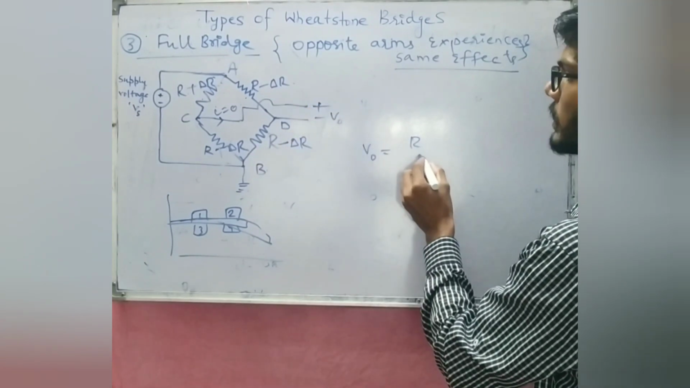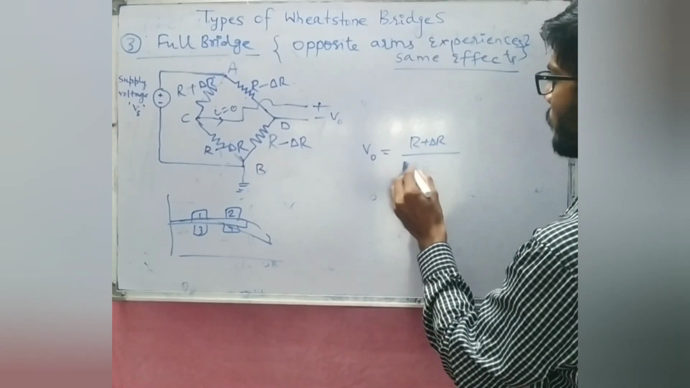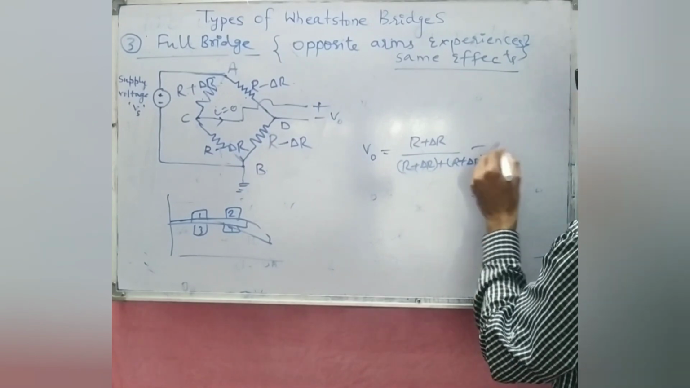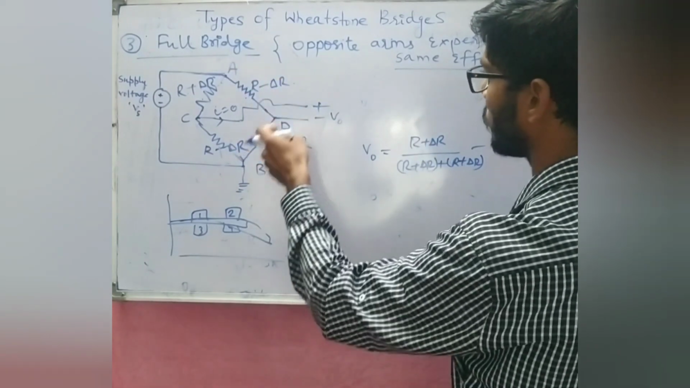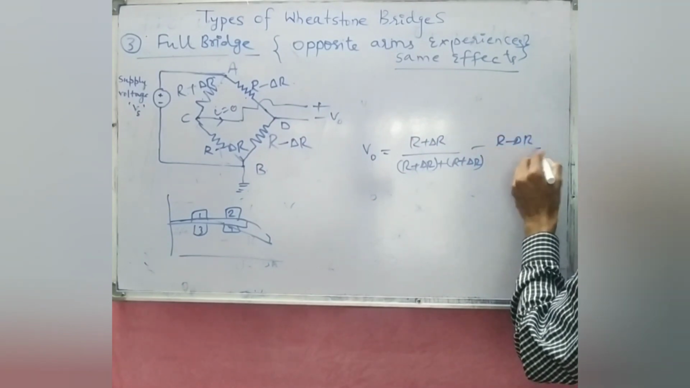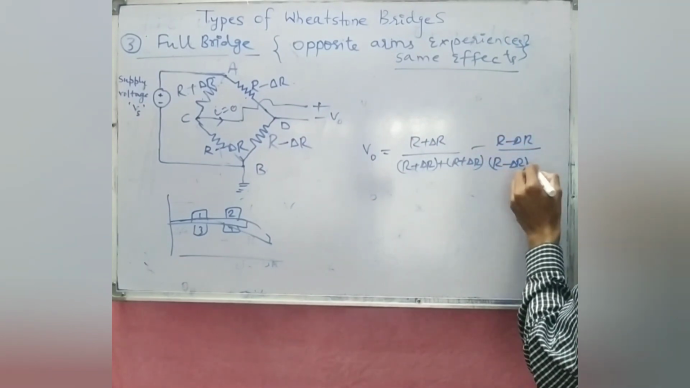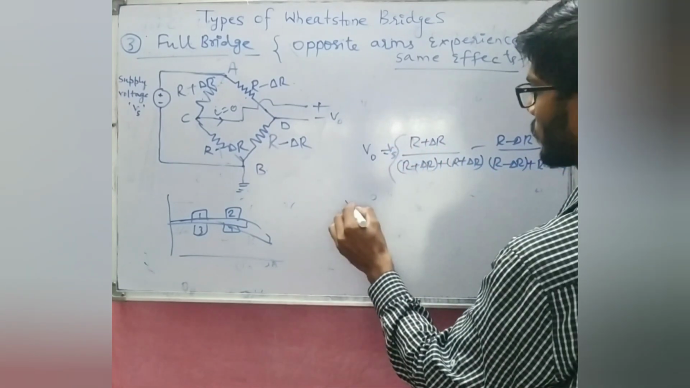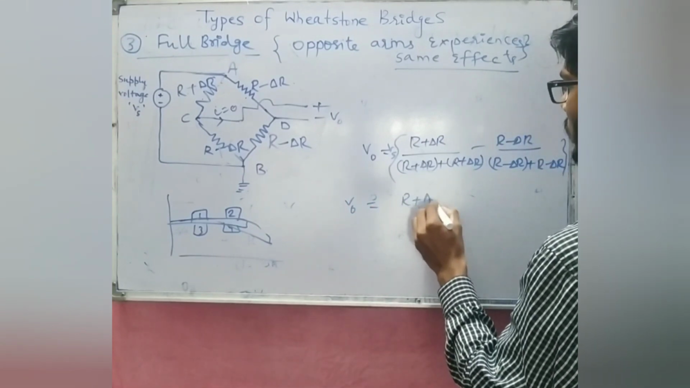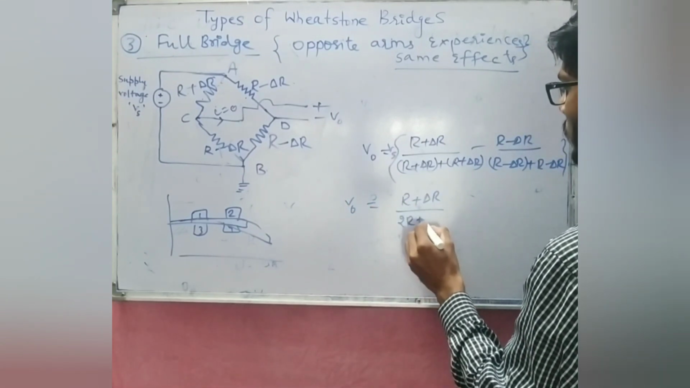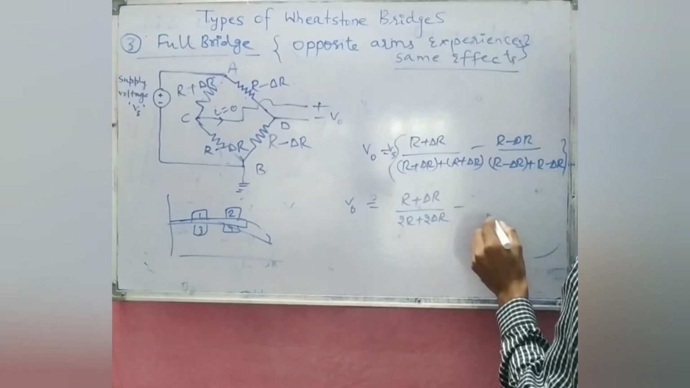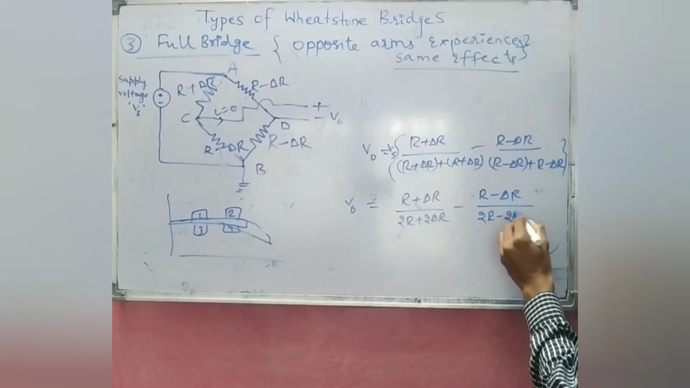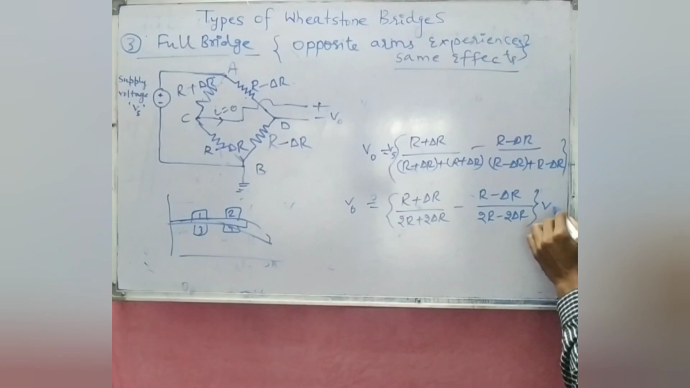But if you now try to derive the output expression for V0 and do the voltage division, it is R plus delta R divided by R plus delta R plus R plus delta R, minus the voltage division in this arm, where the voltage at D is going to be R minus delta R divided by R minus delta R plus R minus delta R, and the whole thing will be multiplied by Vs. So V0 is going to be R plus delta R divided by 2R plus 2 delta R, minus R minus delta R divided by 2R minus 2 delta R, and the whole thing is multiplied by Vs.